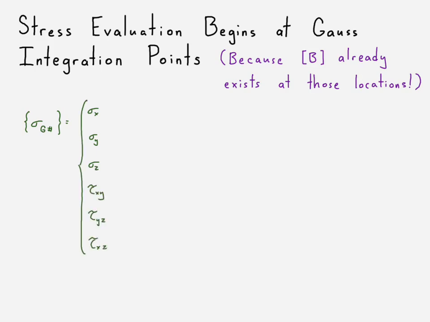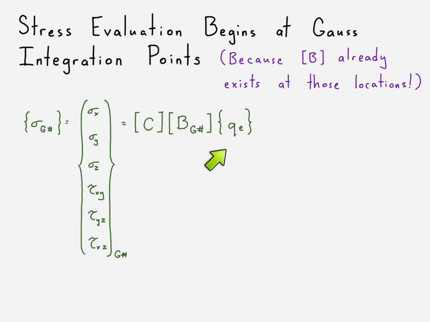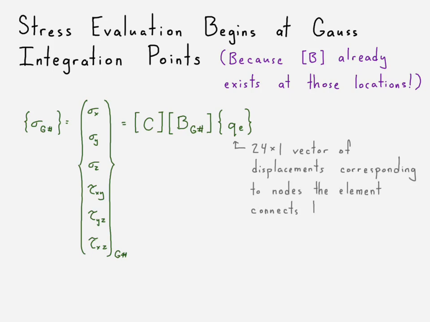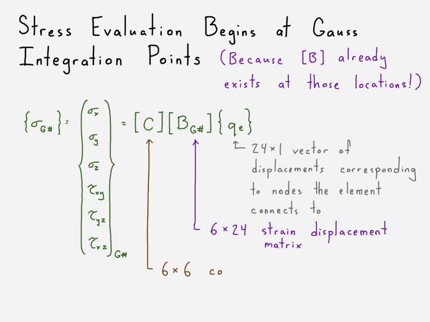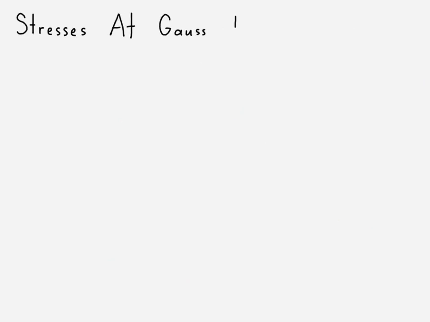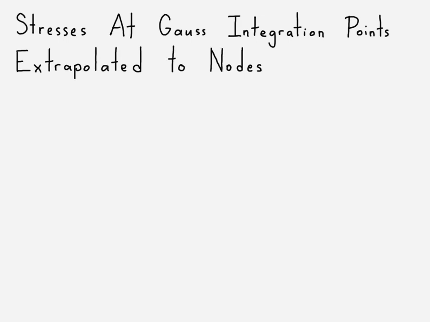So we can go ahead and do that by just taking our stress vector. Remember, there's 6 types of stresses that are available now for this 3D element. And we say it's equal to our constitutive matrix multiplied by our strain displacement matrix multiplied by our vector of displacements that correspond to the element. So it's 24 by 1, right? We will have 8 nodes, and each node has 3 degrees of freedom. And remember that our strain displacement matrix is 6 by 24, and our constitutive matrix is a 6 by 6. All right, so once we have the stresses at the Gauss points, we go ahead and extrapolate them to the nodes, which is usually what we'll see reported.